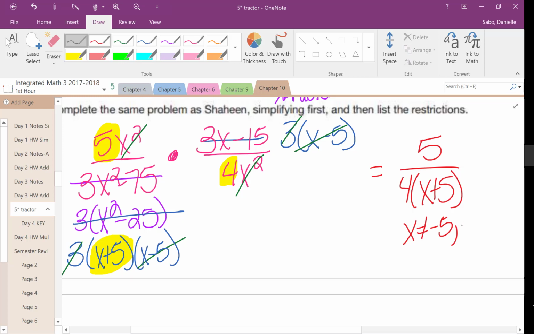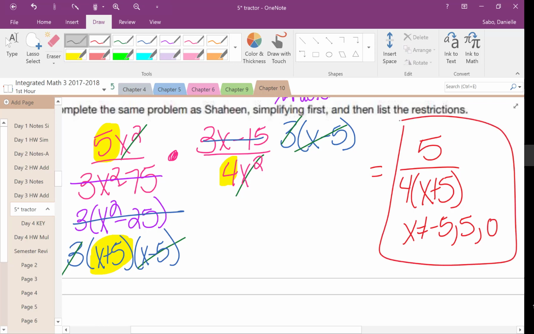It's canceled, but you still have to talk about it because it could make the problem equal to 0. So what makes that one 0? 5. What makes this piece equal to 0? 0.